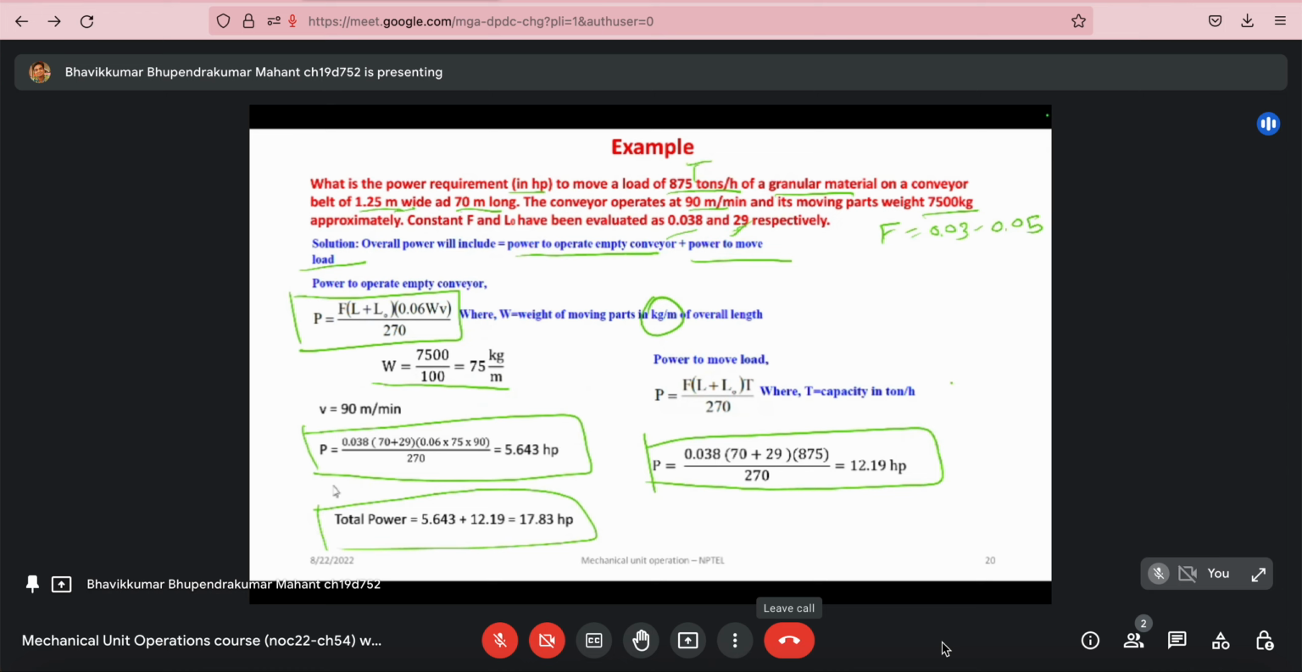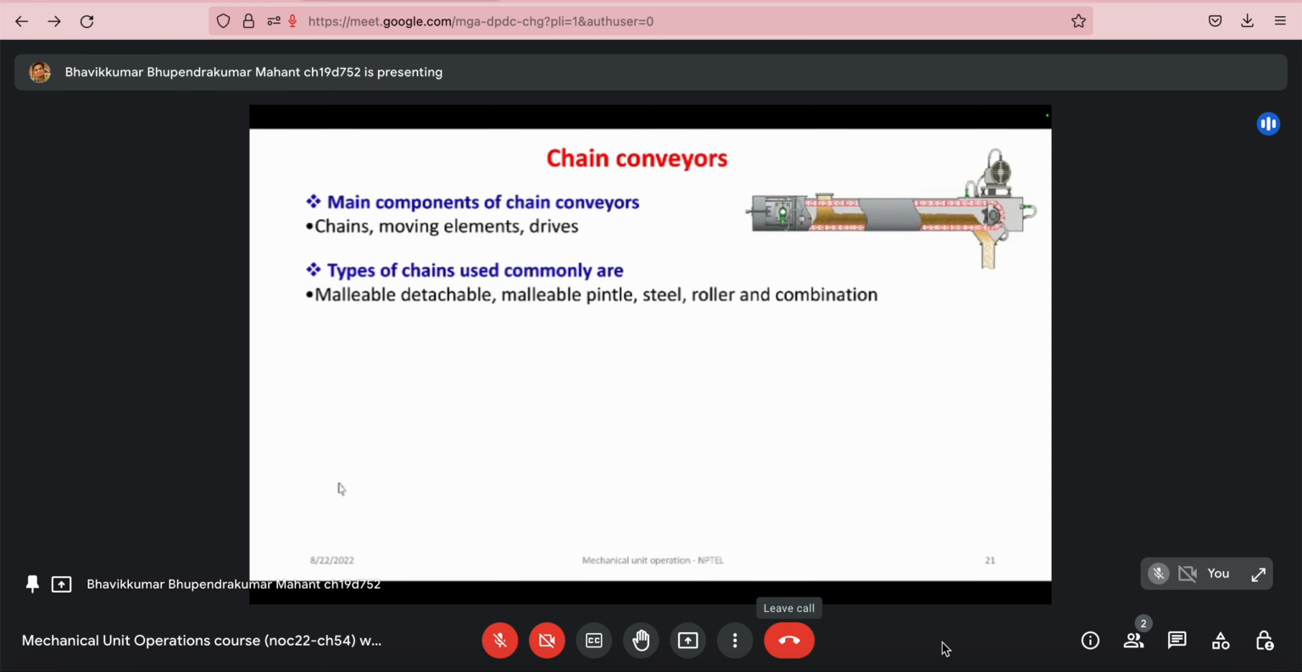So from this you can understand some assignment problems. Now we are going for the next conveyor, which is a chain conveyor. A chain conveyor has main components like chains, obviously, then moving elements, and some drives. Okay, so this is the motor drive.